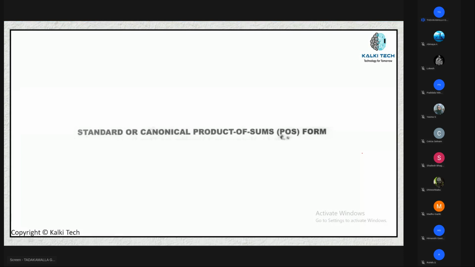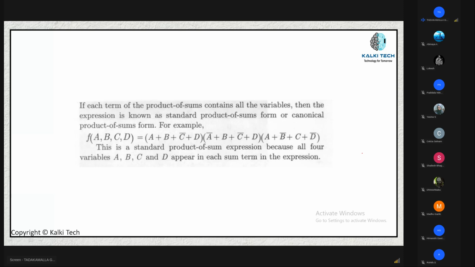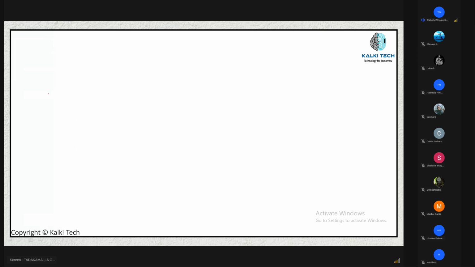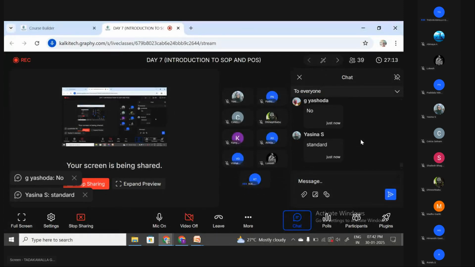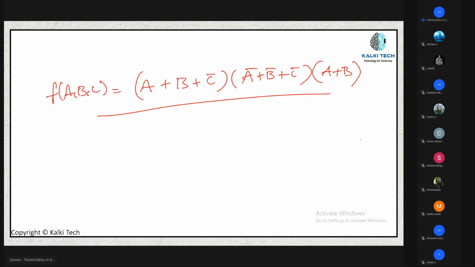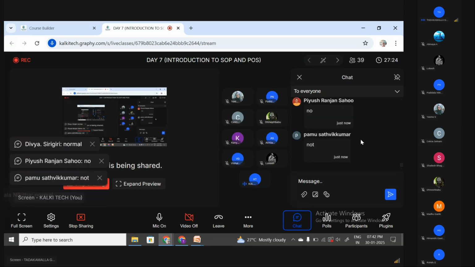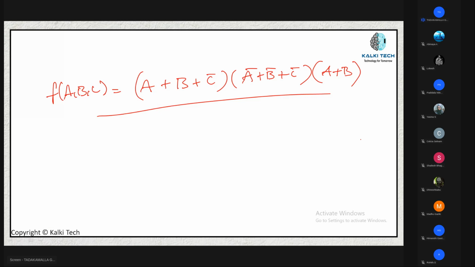Now let's go to the standard or canonical POS form. In the case of POS form, if each term of the product of sums contains all the variables, then the expression is known as standard product of sum form or canonical form. Let's say f of a, b, c is a plus b plus c bar, into a bar plus b bar plus c bar, into a plus b. Is this standard or canonical form, or normal form? It is not a canonical form, right? Yes, correct.